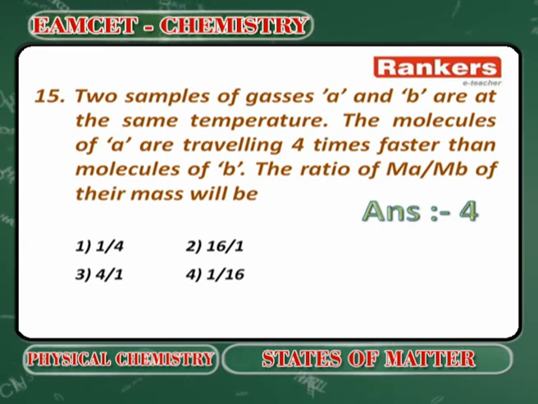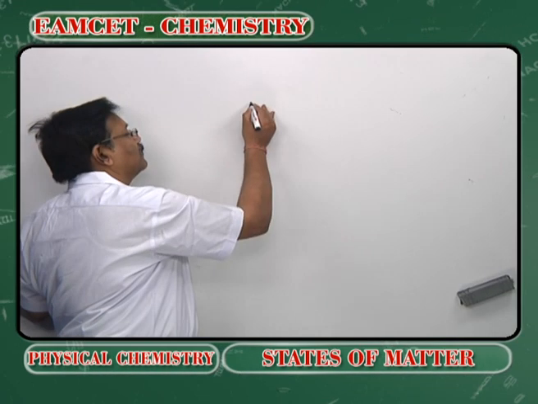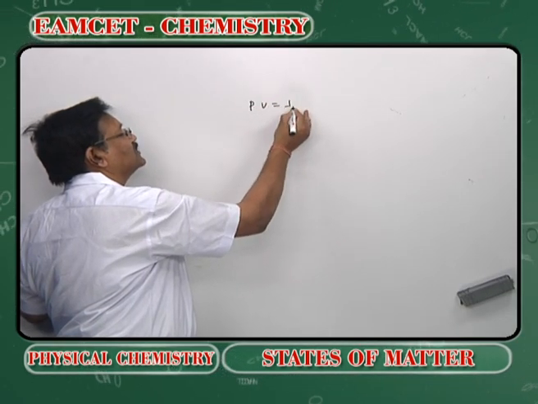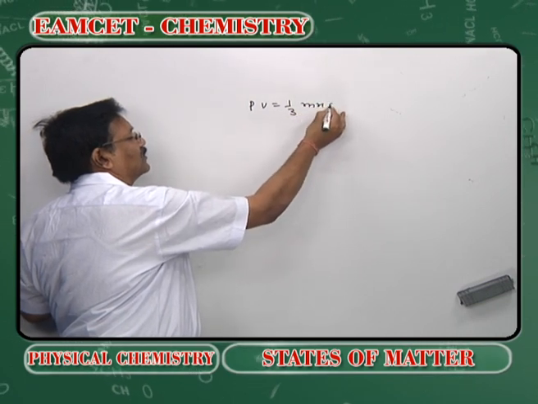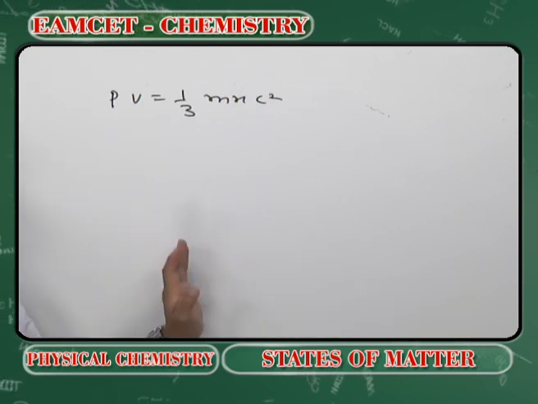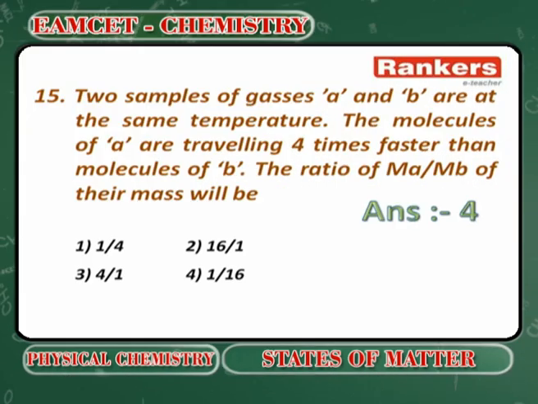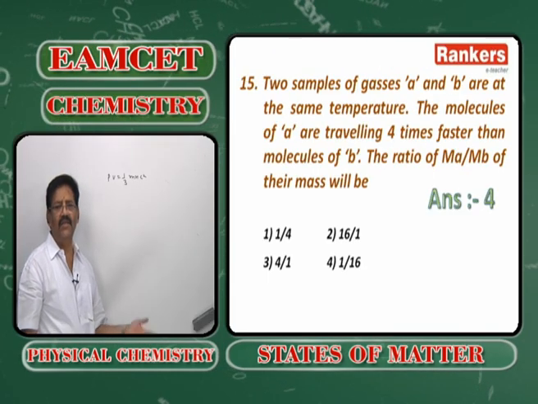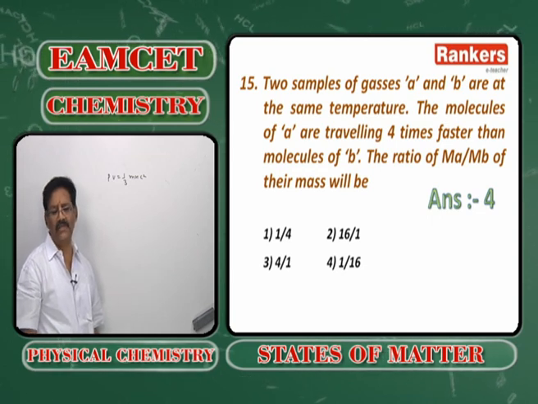Temperature is kept constant, and the masses and velocities are what matter. A is traveling 4 times faster than molecules of B. The ratio of the masses: PV is equal to 1/3 mnc square. What is the simple point? Velocity is inversely proportional to the mass.